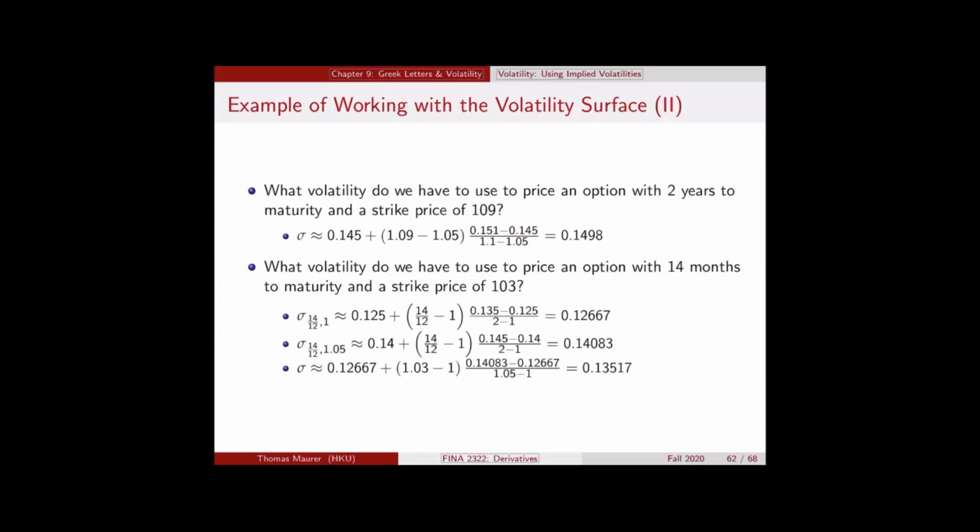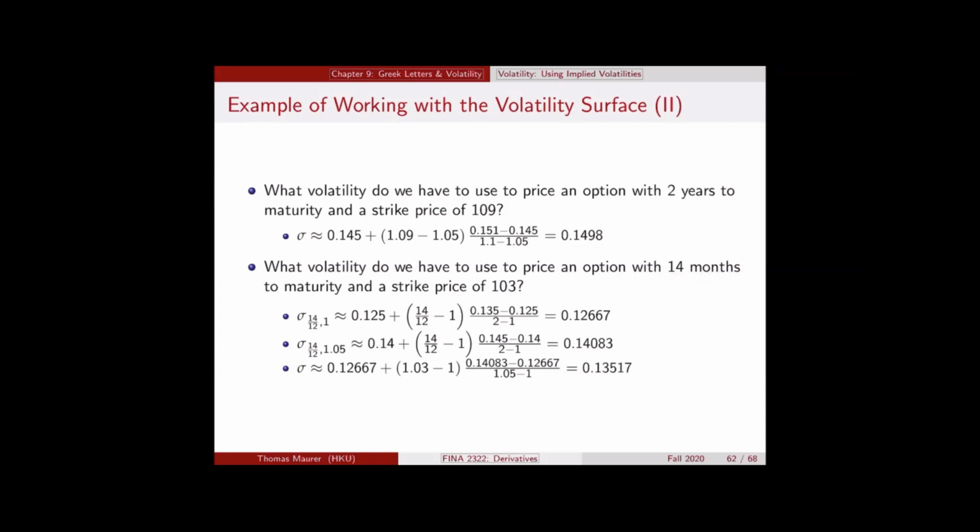Now, how far do I move away from the moneyness of 1.05? I want to go to 1.09, so that difference is 0.04. I multiply by that slope, and that entire value is how much I moved along that linear line in the interpolation. I add that to the implied volatility of the option which had a moneyness of 1.05. That gives me an implied volatility of 14.98%.